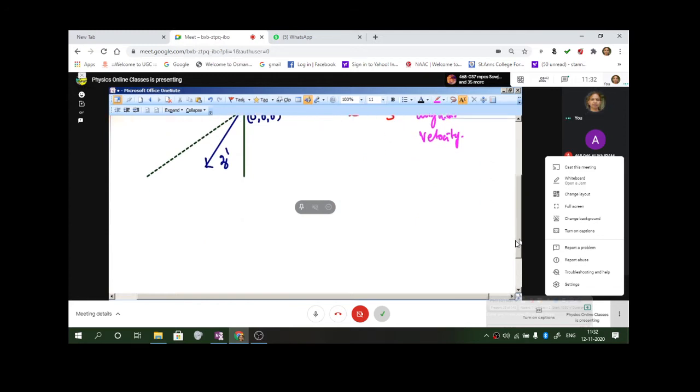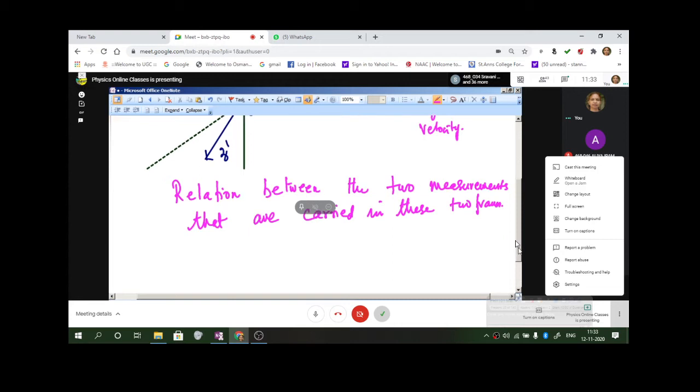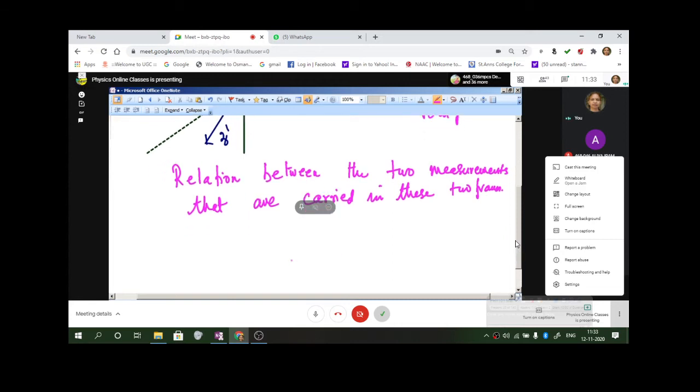So now I'll proceed. Now this is important, that there should be a relation between the two measurements that are carried out in these two frames of reference. Now, how do you get this relation? There is a relation which you will come to know about a little later.